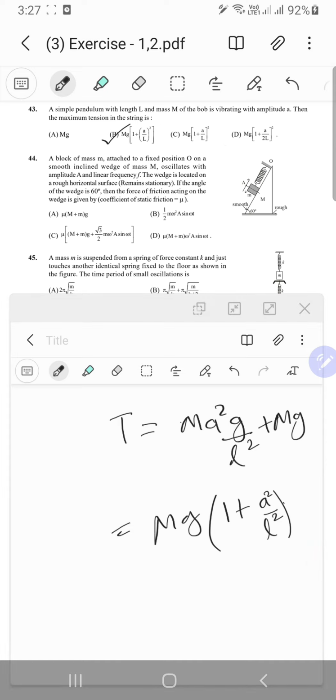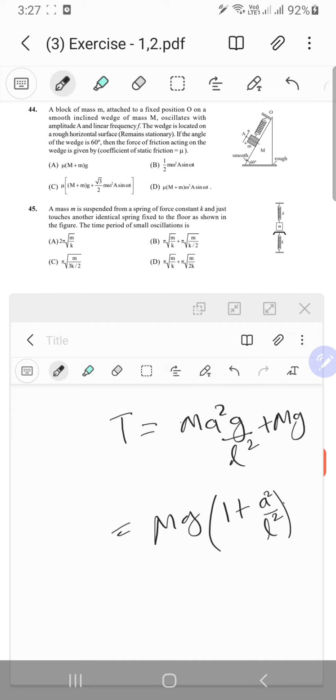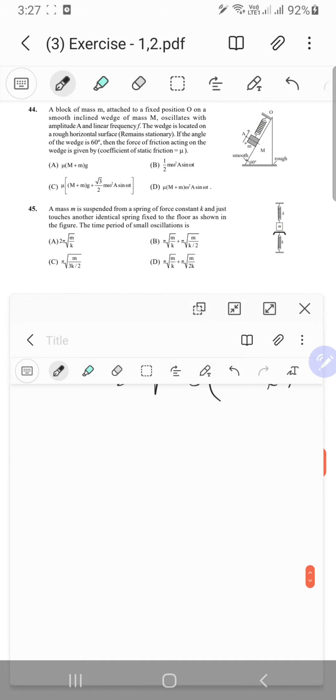Next question. A block of mass m attached to a fixed position O on a smooth inclined wedge of mass capital M oscillates with angular frequency, an amplitude A and linear frequency f. Okay, the wedge is located on a rough horizontal surface. Oh, so when it is attached to a smooth inclined plane, it oscillates with angular frequency. It oscillates with amplitude A and linear frequency f. Cool.